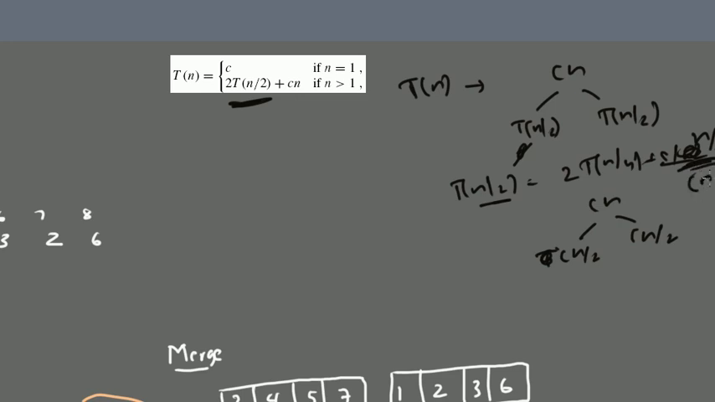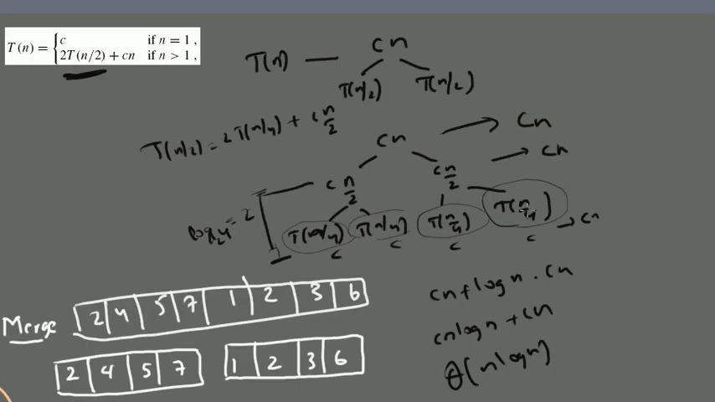Sorry. So T of n is Cn plus 2T of n by 2, so T of n by 2, T of n by 2, but T of n by 2 itself is this. If I expand this, I get Cn, T of n by 2 is Cn by 2 plus 2T of n by 4, Cn by 2, T of n by 4, T of n by 4, and so on.